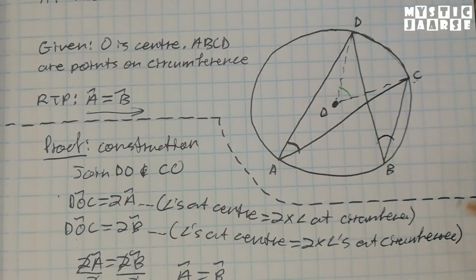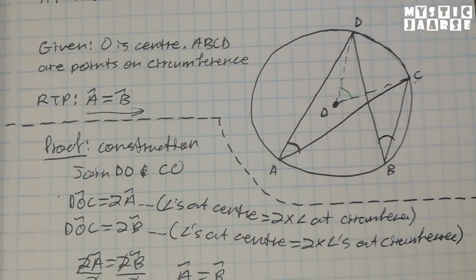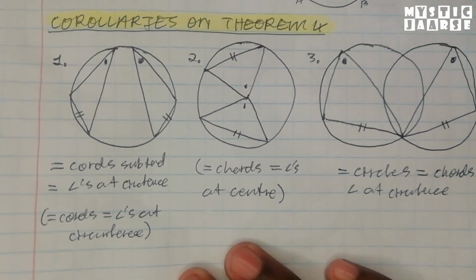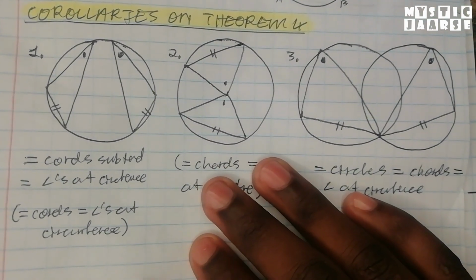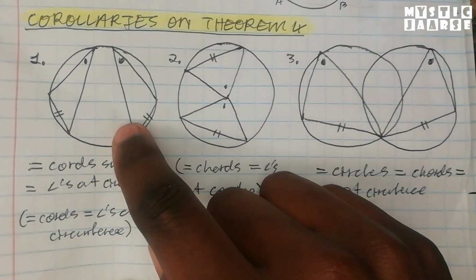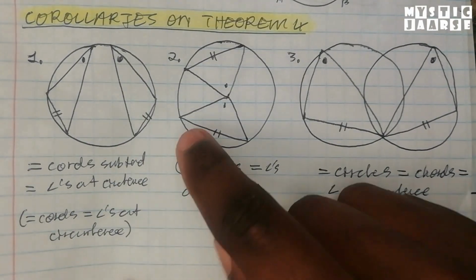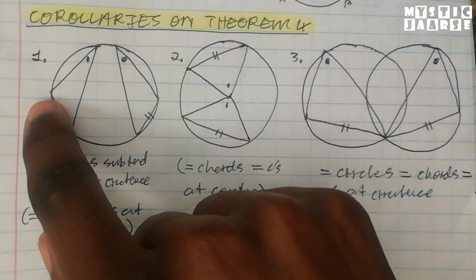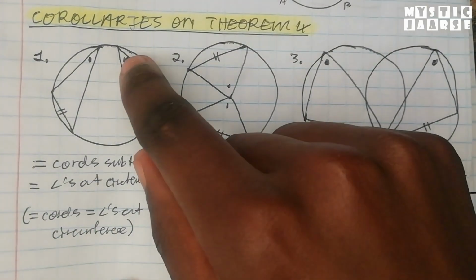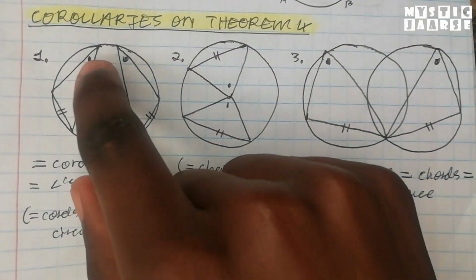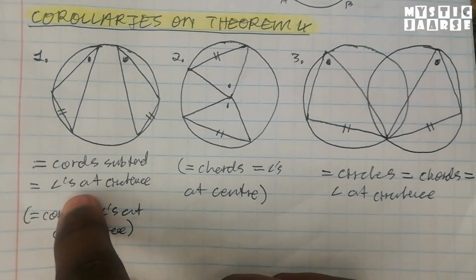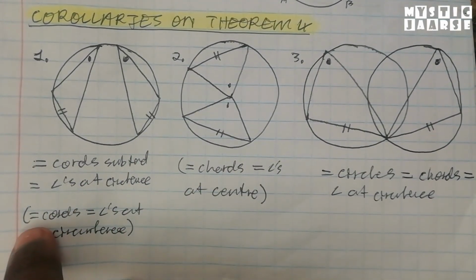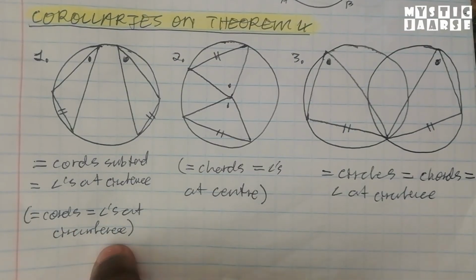Now Theorem 4 has what we call corollaries. Now these are different ways the theorem can be used. So the first corollary is when you have equal chords and they both subtend angles at the circumference, then those angles are equal. So we say equal chords subtend equal angles at the circumference. We say equal chords, equal angles at the circumference.